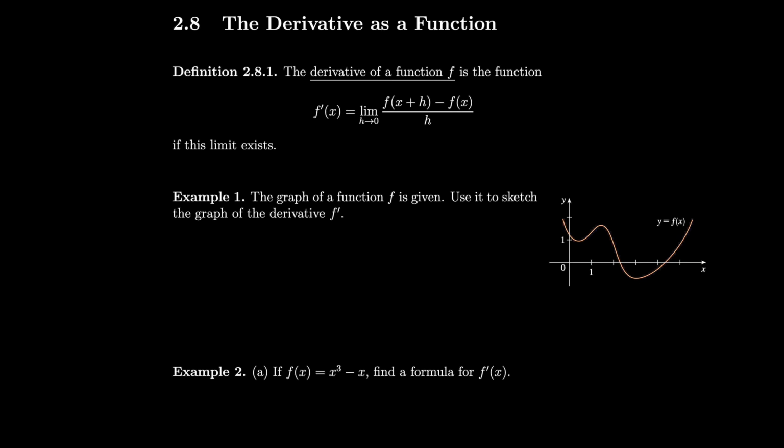Section 2.8. The derivative is a function. Previously, we saw a definition for the derivative at a point a, given as f prime of a. Now we'll consider the derivative as a function of x in general, where pretty much the same definition applies, where we say that f prime of x is the limit of f of x plus h minus f of x over h as h goes to 0, provided this limit exists.